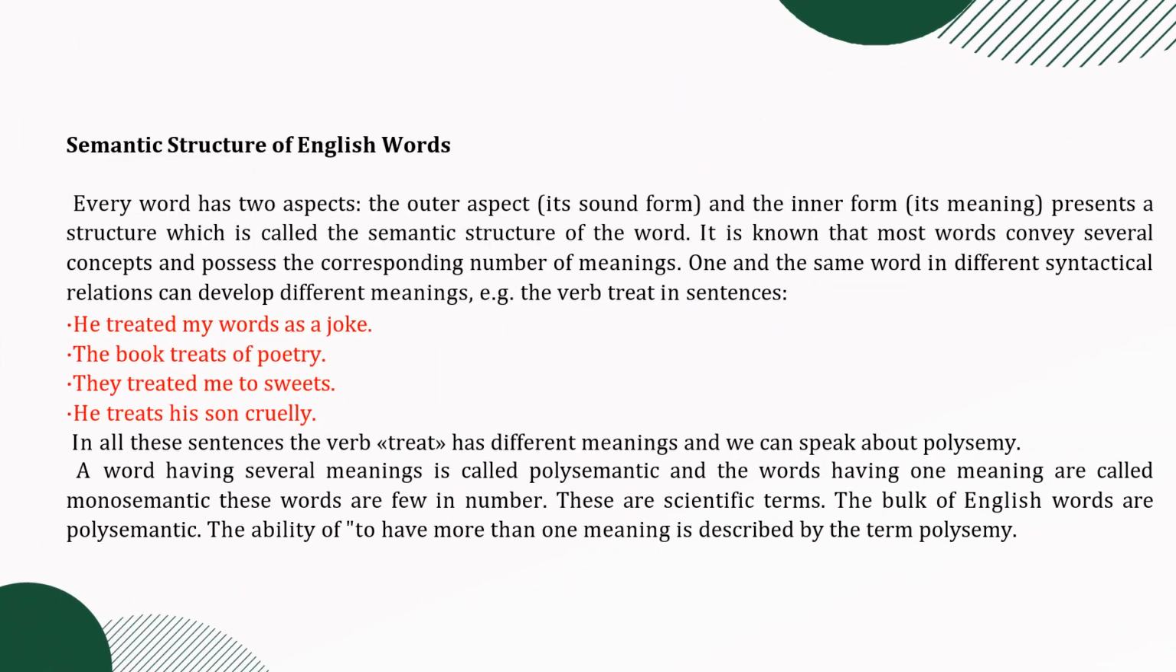Every word has two aspects: the outer aspect, its sound form, and the inner aspect, its meaning, which presents a structure called the semantic structure of the word. It is known that most words convey several concepts and possess the corresponding number of meanings. One and the same word in different syntactical relations can develop different meanings.